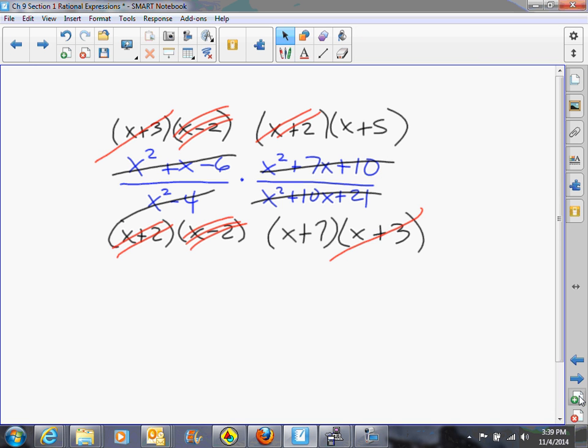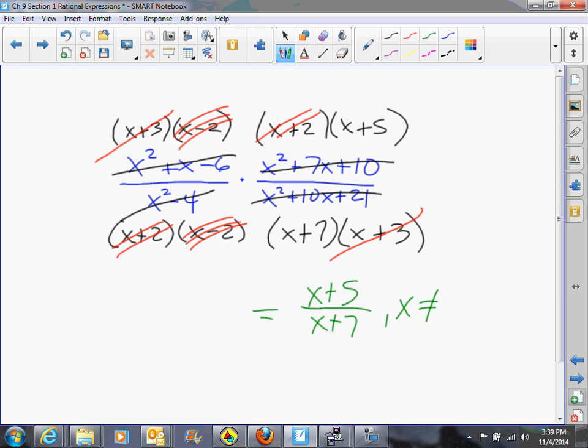So now we're going to say this is equal to x plus 5 over x plus 7. But we have to make sure that we exclude from the domain the numbers that would make the things that we canceled equal to 0. We canceled an x plus 2, so x cannot be equal to -2. We canceled an x plus 3, so x cannot be equal to -3. And we canceled an x minus 2, so x cannot be equal to 2. So the answer to this one would be x plus 5 over x plus 7, and x is not equal to -2, -3, or 2.